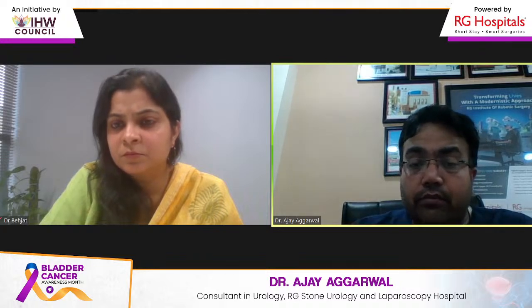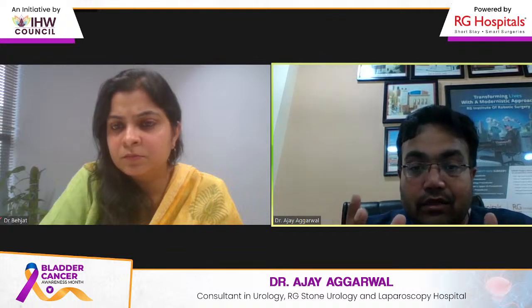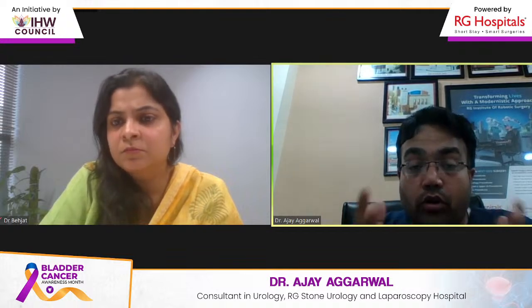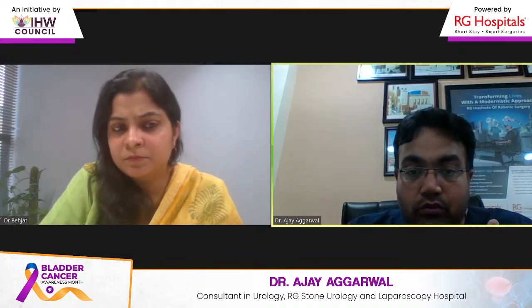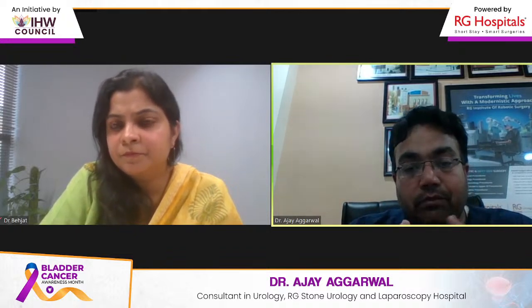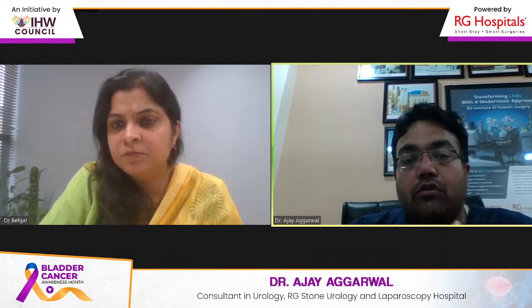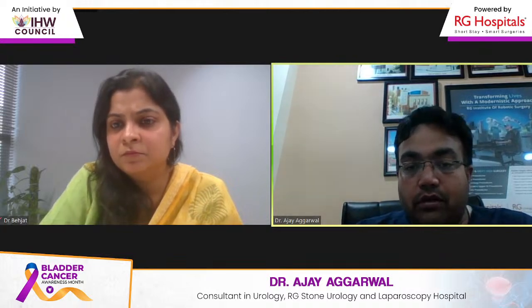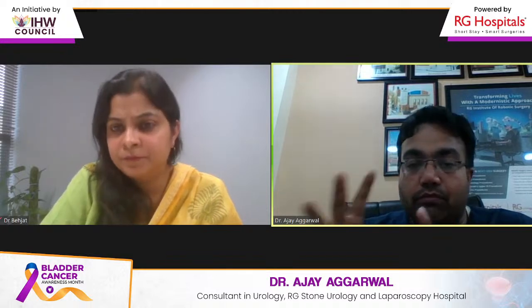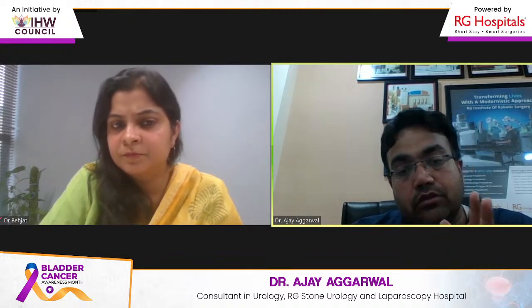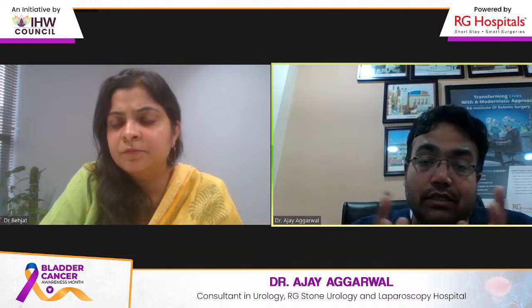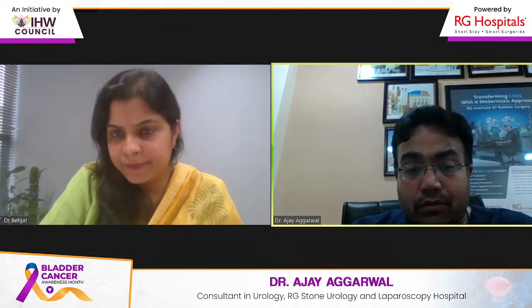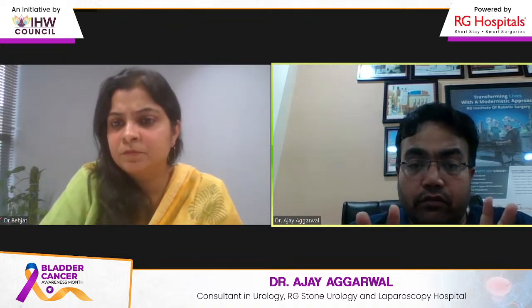And the other option is that we make a neobladder. We make a new bladder through our intestine, through our ileum, through our sigmoid. We make a new bladder in which we join the ureter so that the urine can collect in it and the patient can pass urine via the normal route. There is no need for an opening in the abdomen through which urine passes continuously. So in some patients, radical cystectomy is done. As I said, if radical cystectomy can be done, it is the best thing because it can remove all of the tumor.